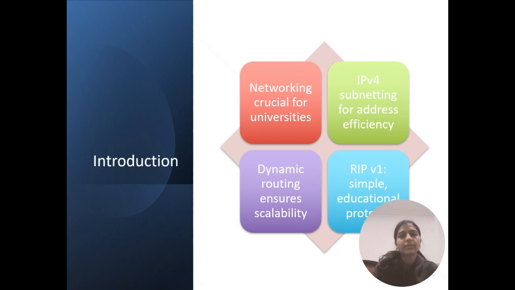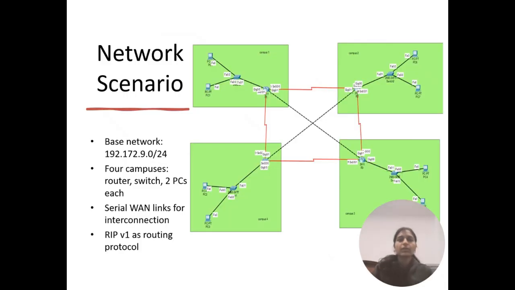For the introduction, I can say that networking is very crucial for universities, because with a computer network they can connect their devices to each other, and after that IPv4 subnetting provides address efficiency. Then dynamic routing ensures scalability of the network, and RIP version 1 is very simple, educational, and professional. So let's discuss the network scenario.